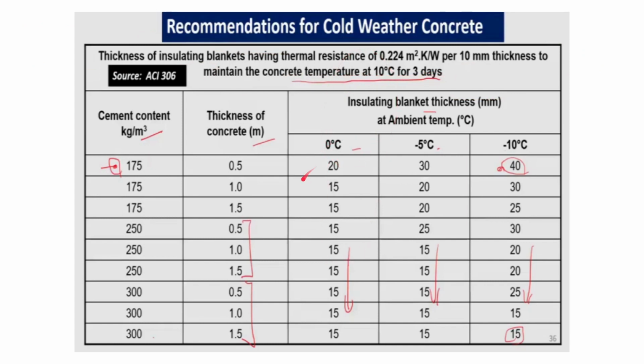Apart from that, if we are concreting at 0, -5 and -10 degrees centigrade, we will see that the insulating blanket thickness will reduce with the increase in cement content. The more the cement content, the more it is reduced. And the concrete thickness also, as you can see, the more the cement content and thickness, the more it is reduced. But the lower the temperature, the more it is increased. So the blanket thickness will be lesser for an increase in cement and thickness of concrete, and it will be more for a reduction in temperature.